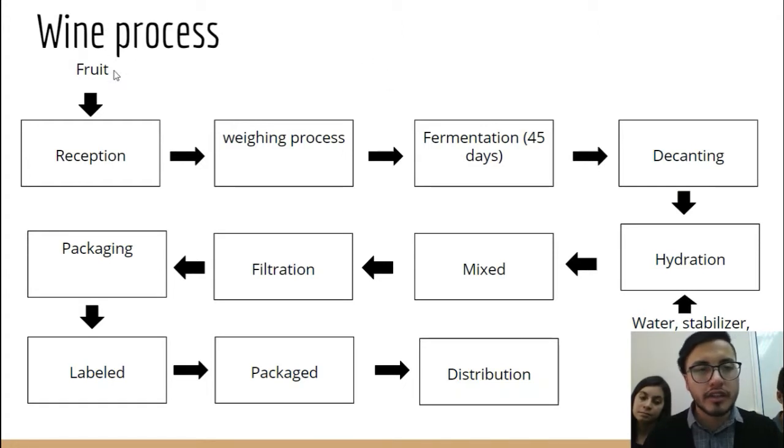First, we have the fruit. Depending on the final product, it could be a single fruit or a combination of fruits. So this diagram is a general one. Now we have the reception. In the reception, they put the fruits in two groups. The first group are the ones that pass the quality control process.